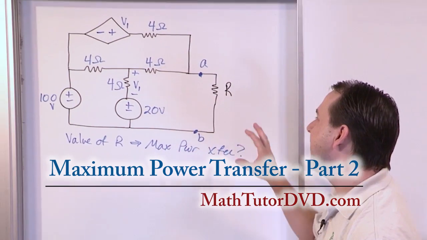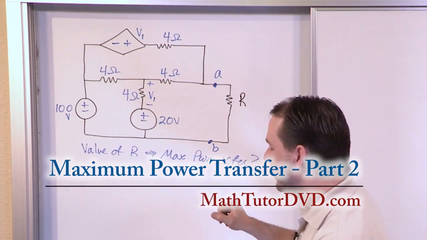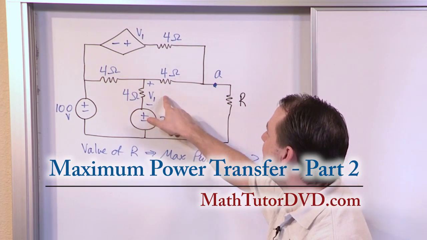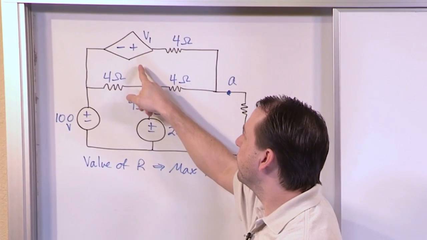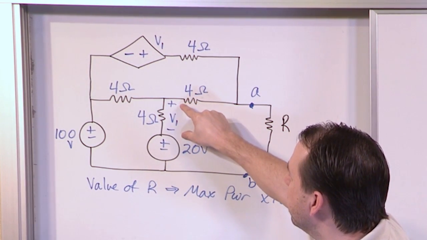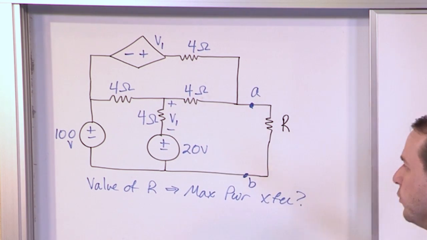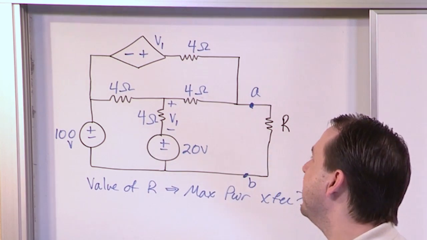Here we're going to tackle this problem we have on the board. We have a 100 volt source, we have a 20 volt source, we have lots of 4 ohm resistors scattered everywhere. Here we have a voltage controlled voltage source. The value of this source is equal to the value that lies across that 4 ohm resistor down there. So we have a mixture of independent sources and also a dependent source.